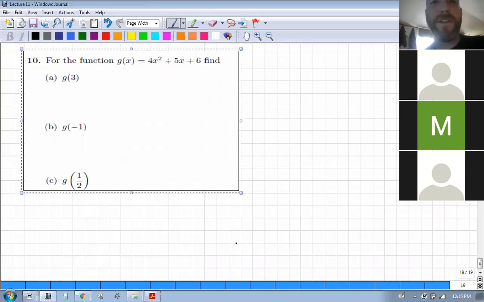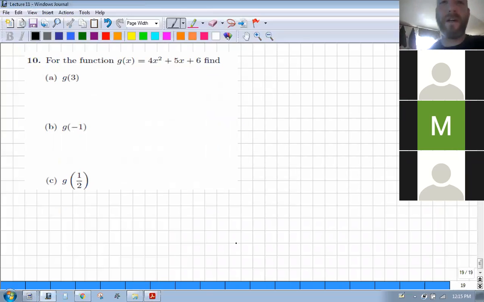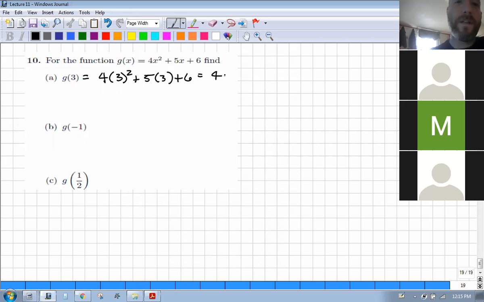All right, for the function g of x equals 4x squared plus 5x plus 6, find g of 3. I'm just replacing the x with a 3. 3 squared is 9. 5 times 3 is 15. 9 times 4 is 36. 15 and 6 is 21. So this is 57.